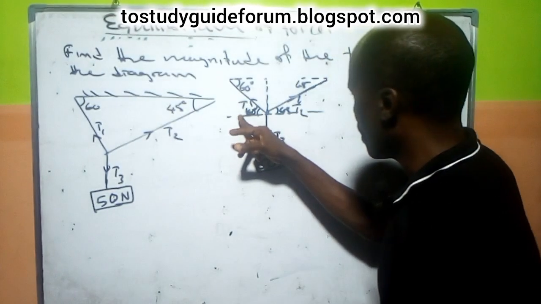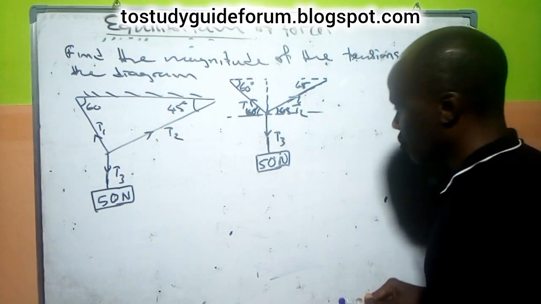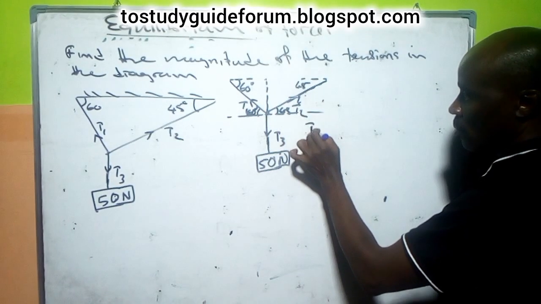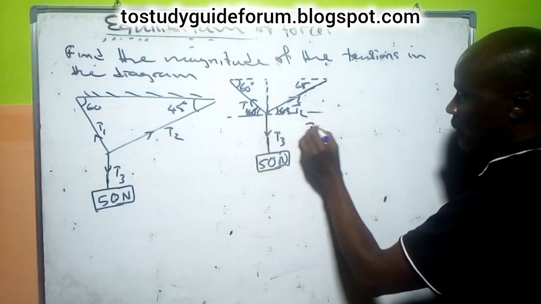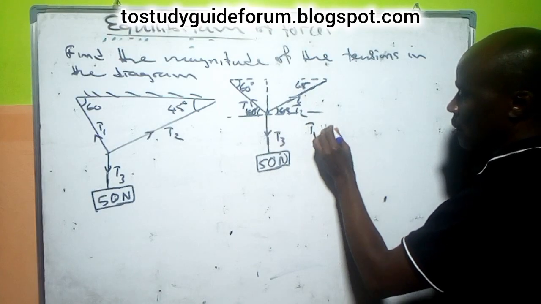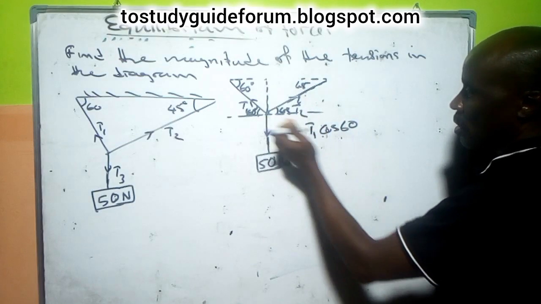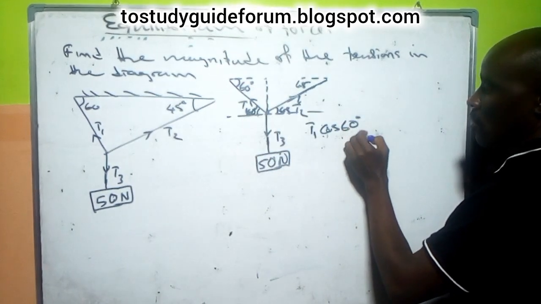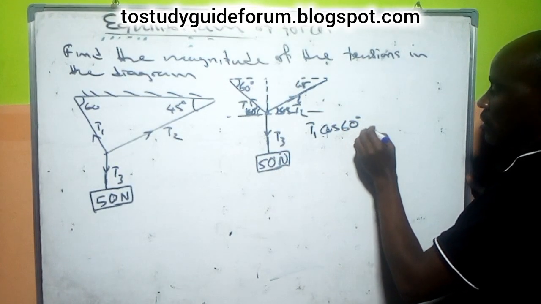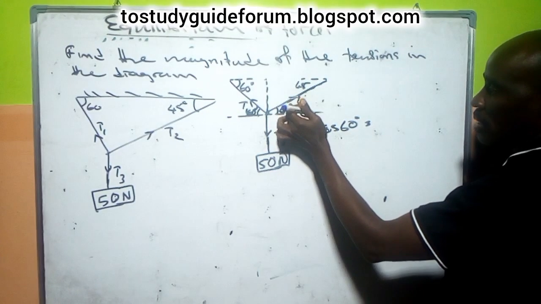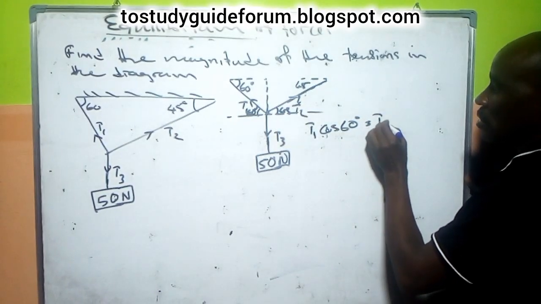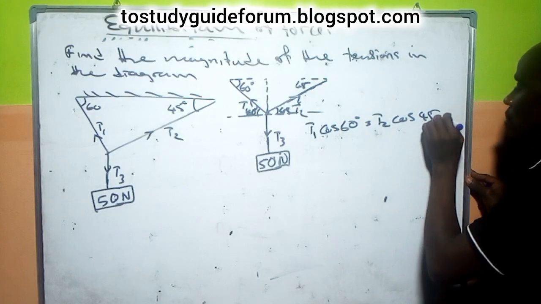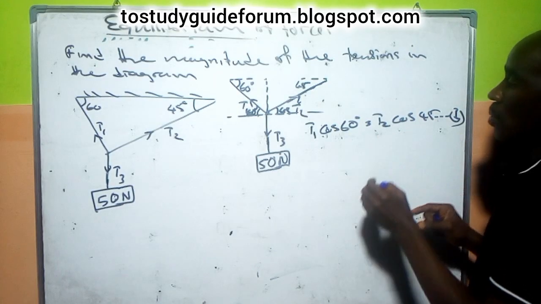The first one, let's look at the horizontal component. In the horizontal component of this force, we have T1 cos 60, because this horizontal is adjacent to that angle, so that's why it's cos 60. Then this other one also adjacent to the angle, we have T2 cos 45. That is equation 1.